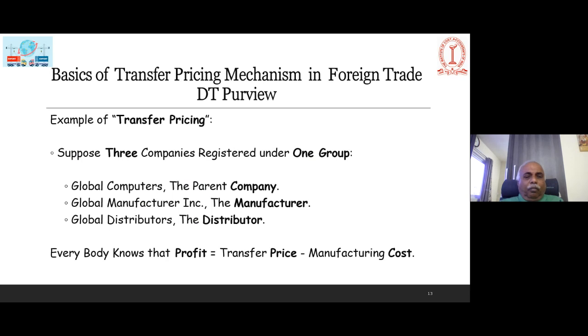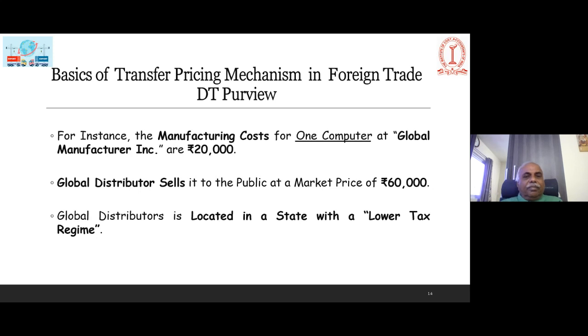Everybody knows that profit is equal to revenue minus cost, or selling price minus cost. For instance, the manufacturing cost of one computer at Global Manufacturing Incorporation is 20,000. And the distributor sells the product for 60,000.